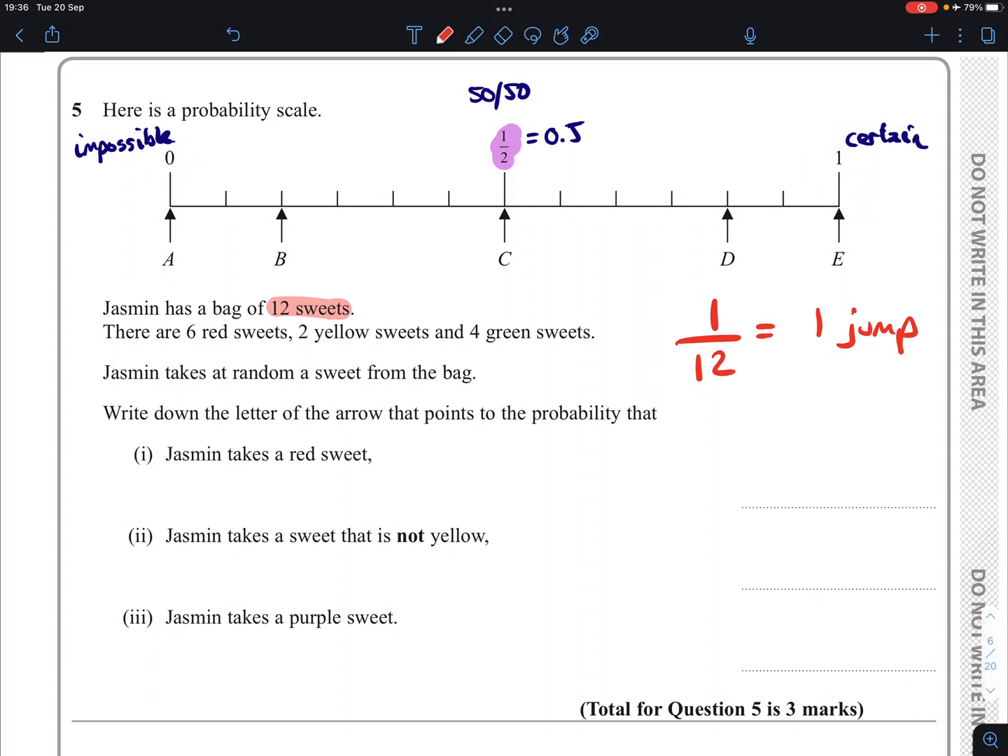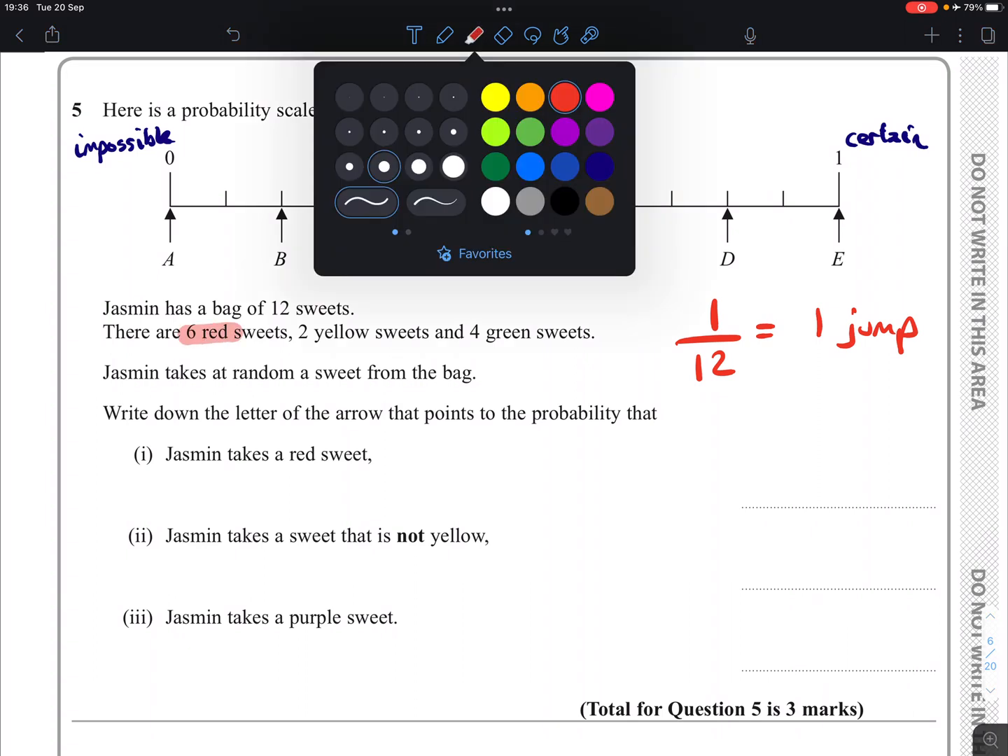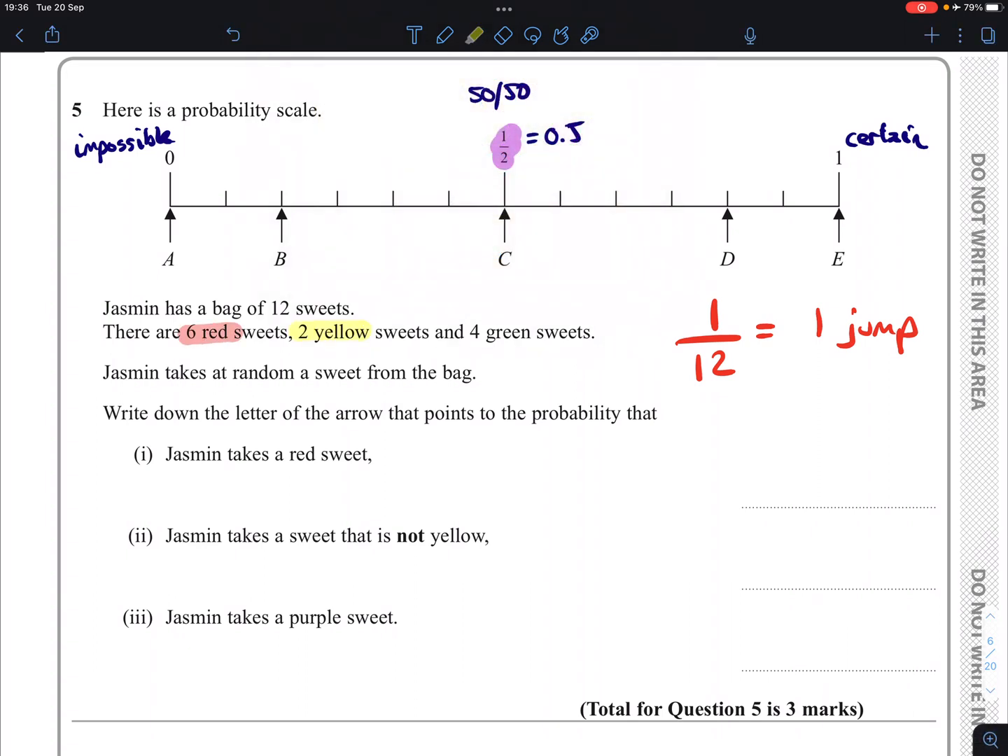So next one, or next question even. There are 6 red suites, so I should have picked a different color actually. So 6 red suites, we have 2 yellow suites, and we have 4 green suites. Write down the letter, so we're interested in which of these letters refers to the probability of the following statements. Jasmine takes a red suite.